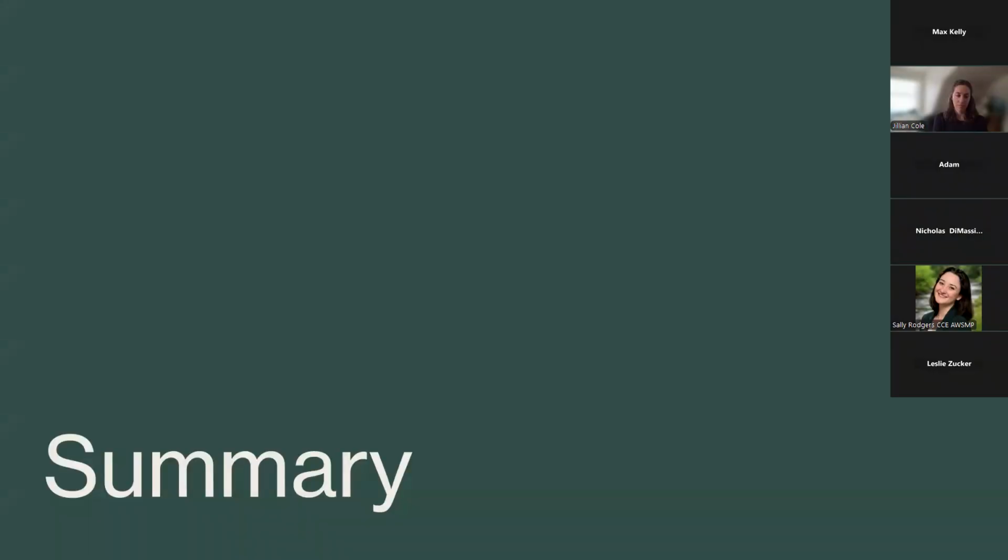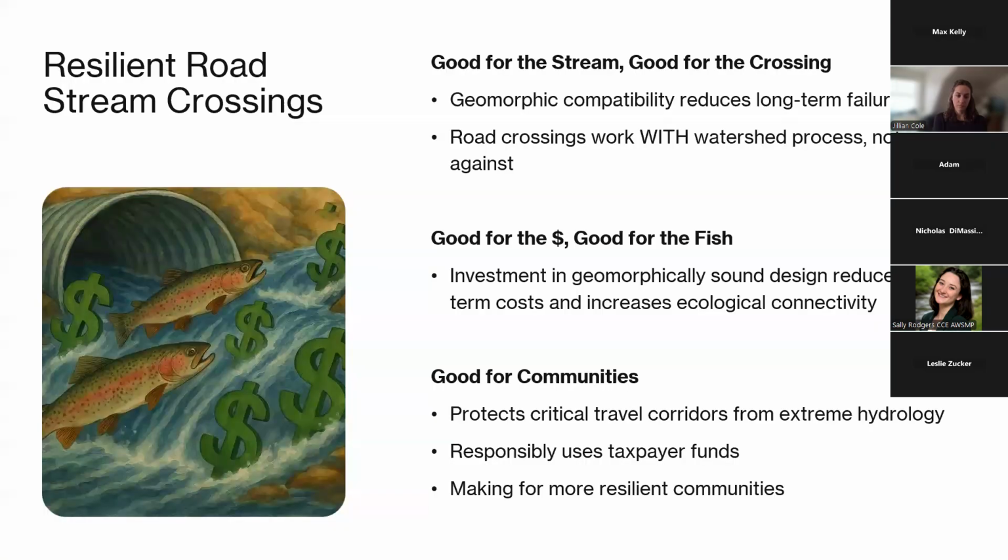I think we're getting close on time, so maybe we'll wrap that up and then open it up to a couple of questions. So in summary, resilient road stream crossings are not just good for the stream, but they're good for the crossing. The geomorphic compatibility reduces the long-term failure risk as well as minimizing maintenance costs. Road crossings work with the watershed process, not against it, so it's good for the stream. It's also good for the dollar and good for the fish. Investment in geomorphically sound design reduces long-term costs and increases ecological connectivity.